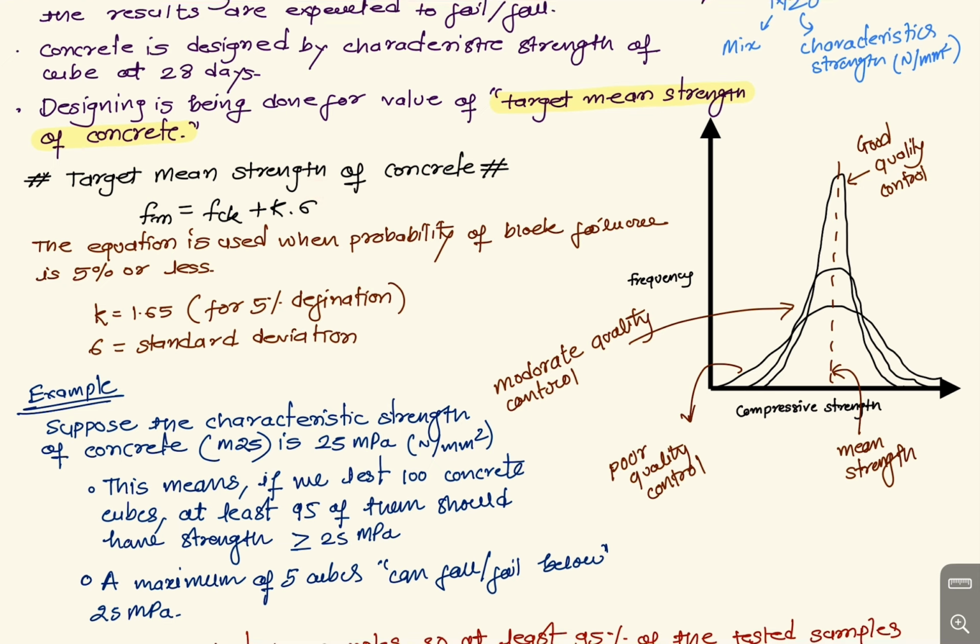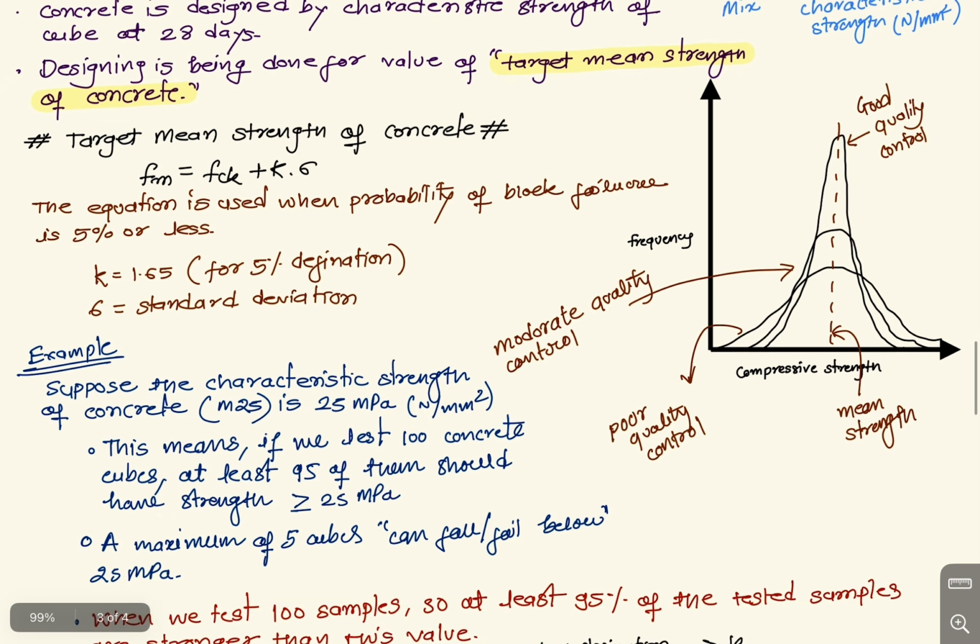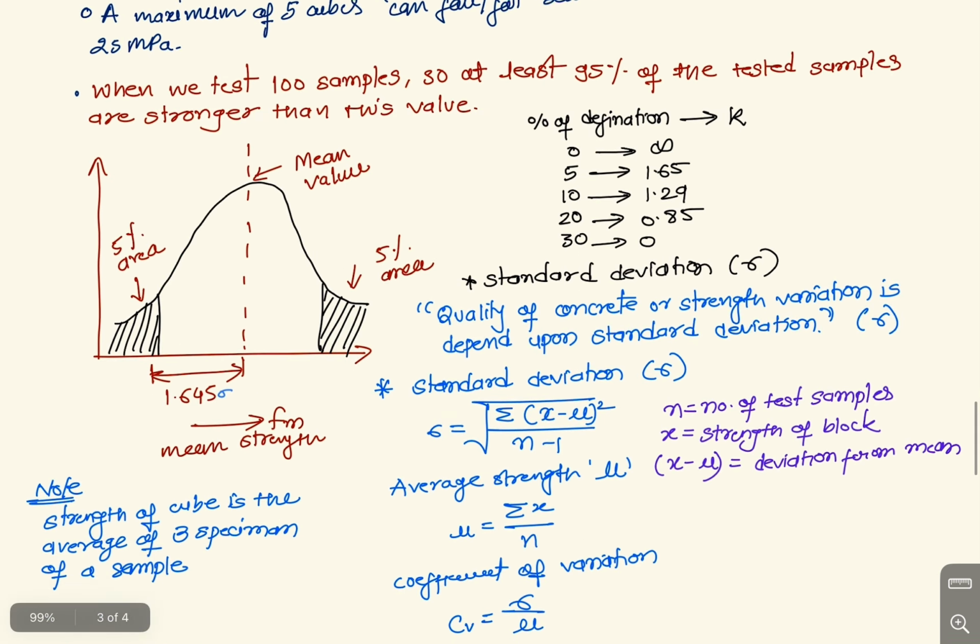is your target mean strength of the concrete. Okay, and the equation is used when the probability of block failure is 5% or less. So we use this equation when the probability of the block's failure is 5% or less than that. For the 5% definition, we use K as 1.65 and sigma is our standard deviation. Okay, so let me take you to the definition.